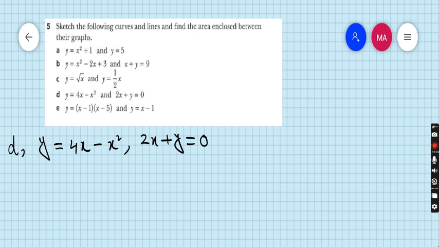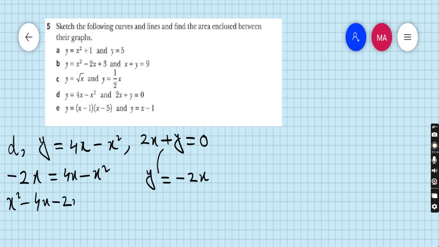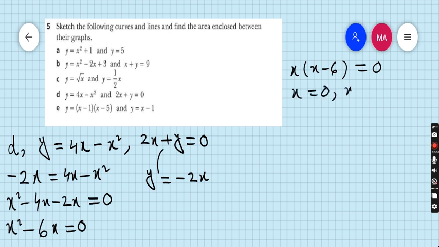So first we have to solve these two equations in order to find the values of x. Take the equation of a straight line, make y as a subject, so y is equal to minus 2x. Put this value of y in the equation of curve, that is minus 2x is equal to 4x minus x square. Shift right hand side to left hand side, so it will be x square minus 4x minus 2x is equal to 0. So x square minus 6x is equal to 0. Take common x, so x times x minus 6 is equal to 0. This implies that x is equal to 0 and x is equal to 6, and this is our limit from 0 to 6. Now we have to sketch the curve.